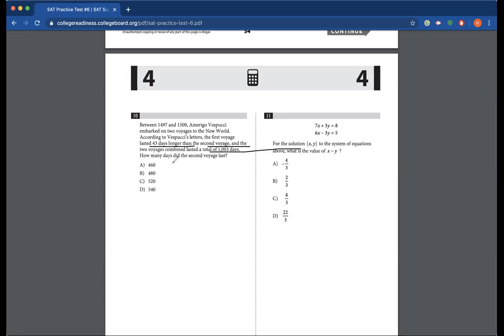So, yeah. Was someone talking? No? Okay. So x plus y equals 1,003. x minus y equals 43. So x is the first voyage, y is the second voyage, right? Both of them combined lasted 1,003 days, and x lasted 43 days longer than y. So we're trying to solve for y.